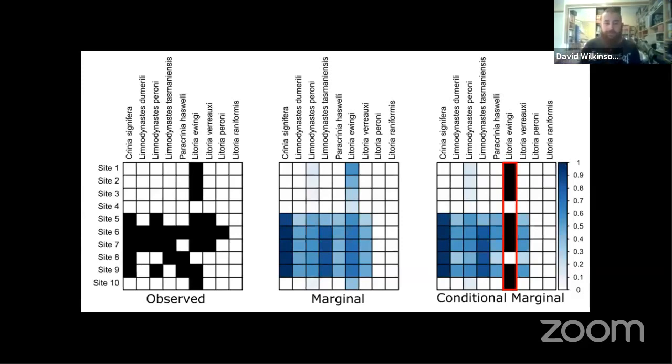So on the left, I have my actual known presence absence values at a site. Anything here in black is where the species was present. For my standard marginal predictions, which is species level, they look pretty good. We're getting similar sorts of distribution here. But when I condition this prediction on the known occurrence state, I get something that's much closer to what's observed.